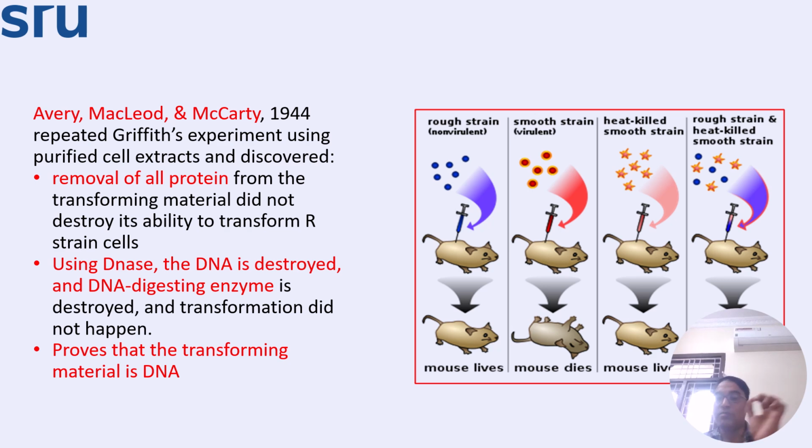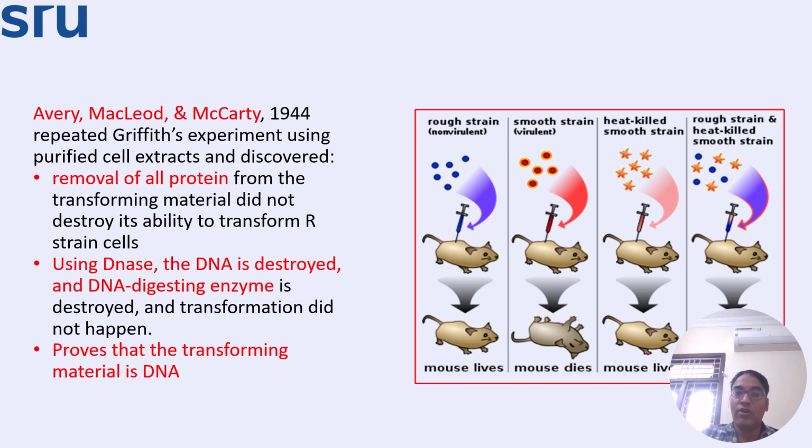So now the question was, if something is getting transferred from the smooth strain onto the rough strain to make it an infectious agent, what could it be? Is it protein, DNA, what is it? So they removed all the proteins from that heat-killed smooth strain. They found that it did not destroy its ability to transform R strain cells. It means the mouse was again getting killed.